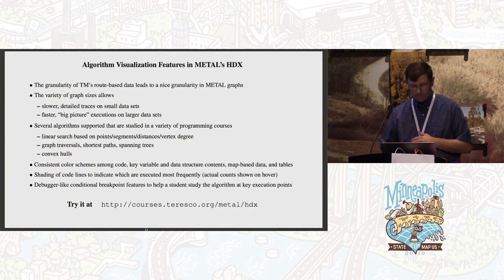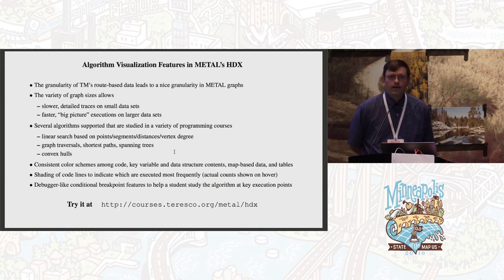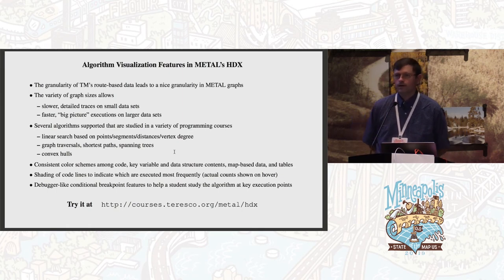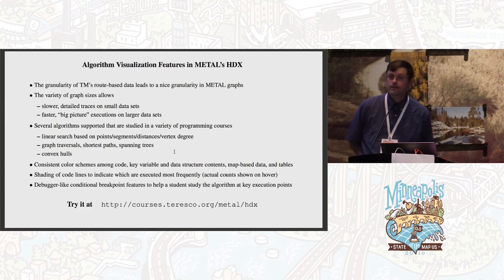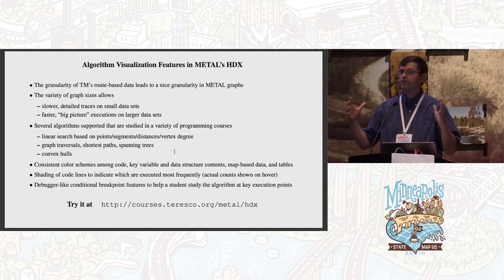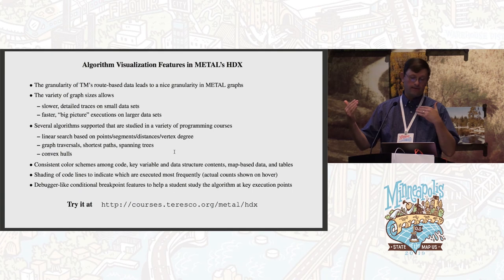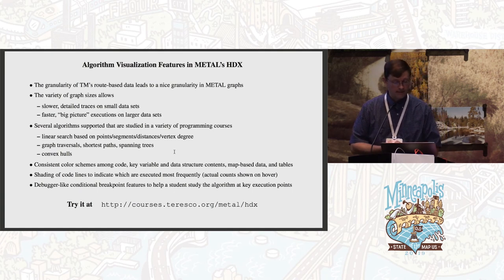All right, so let me wrap up my main talk here to get to some questions. So the granularity of the route data, I mentioned that earlier, that we only have major intersections and what we consider major highways, that leads to a nice granularity of these graphs. We can get a reasonably sized graph of an area and students are able to work with it. I mentioned this, the variety of graph sizes is nice.